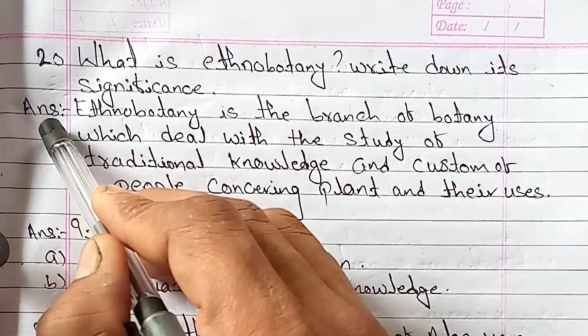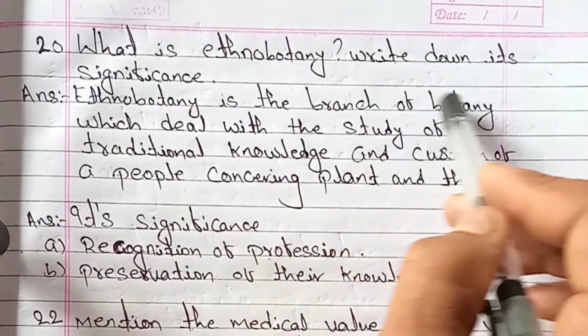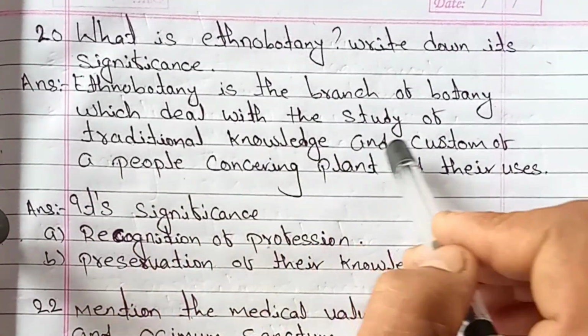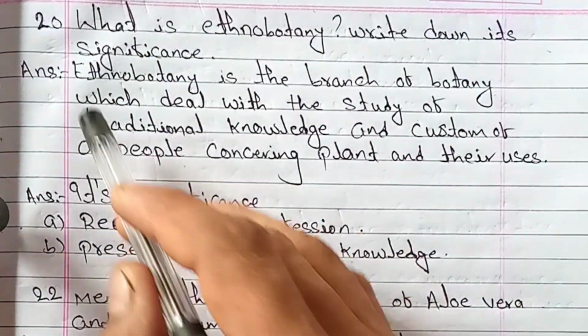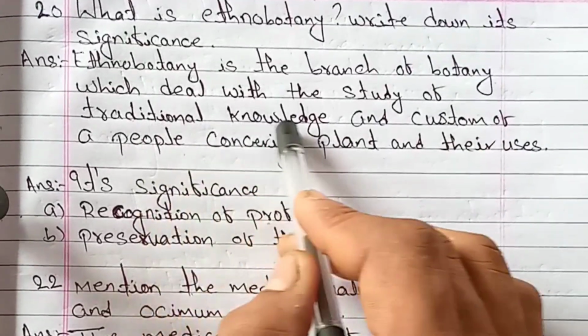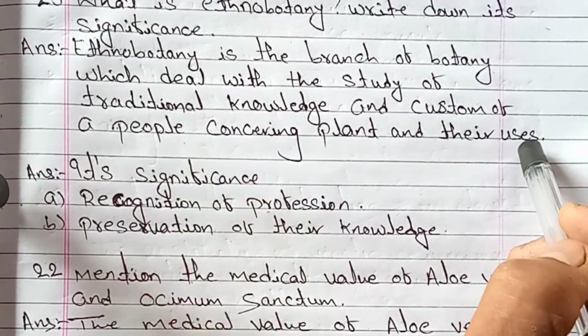So answer, what is ethnobotany? Ethnobotany is the branch of botany which deals with the study of traditional knowledge and custom of people concerning plants and their uses.